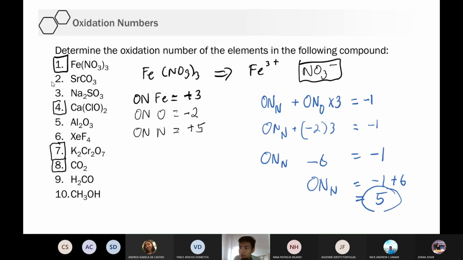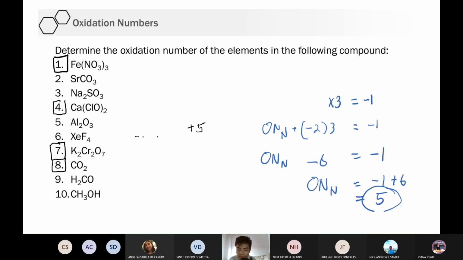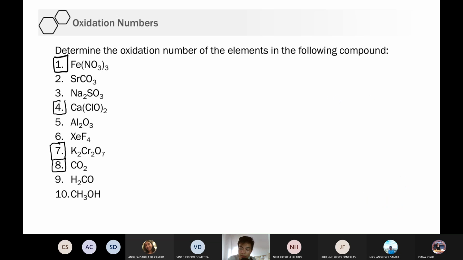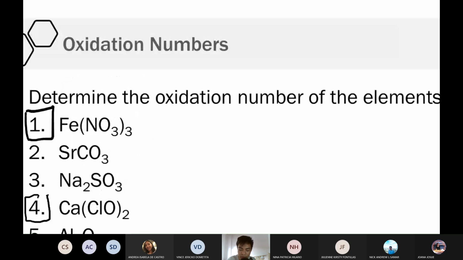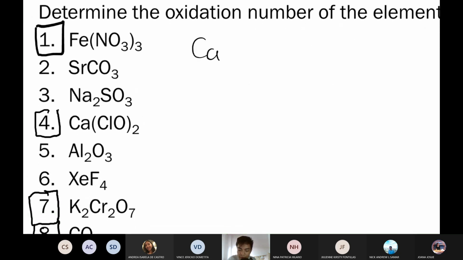Let's proceed with the next one, calcium hypochlorite. That is similar to what we did in number 1. The process we will do is somewhat similar, because this is an ionic compound, so we will do reverse crisscross. Where did this 2 come from? It came from calcium. So that means calcium has a charge of 2. Since it's a metal, positive 2.